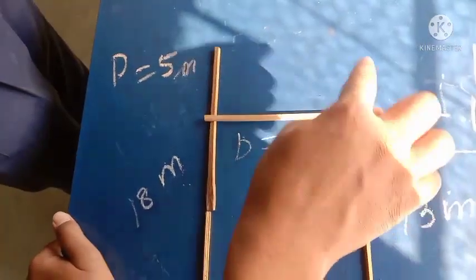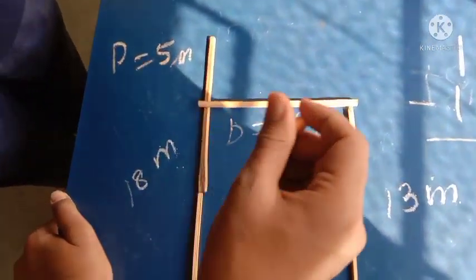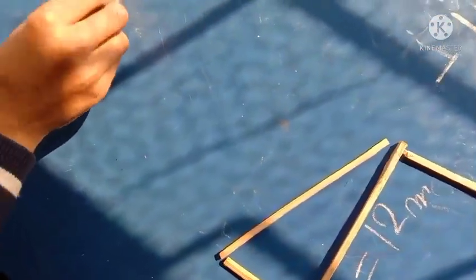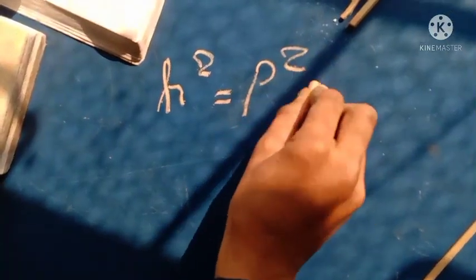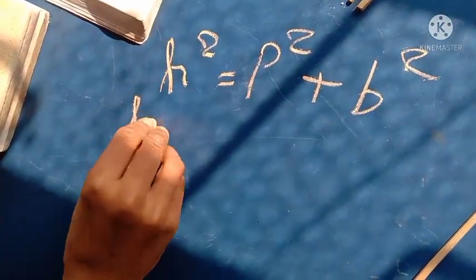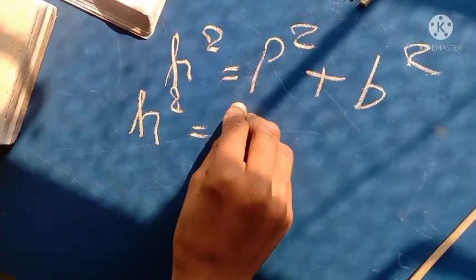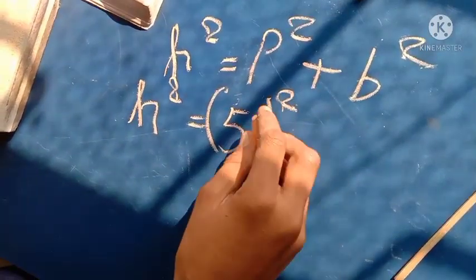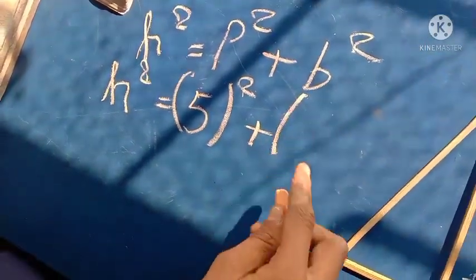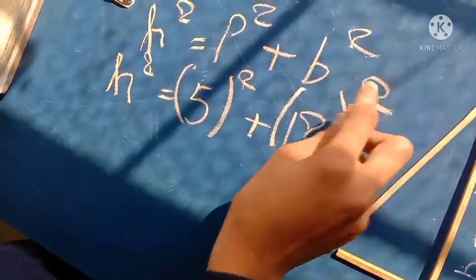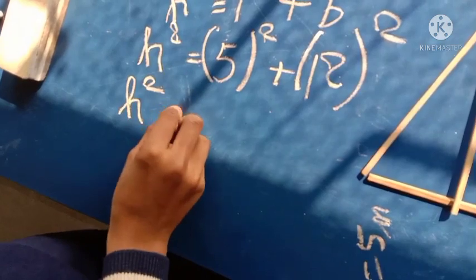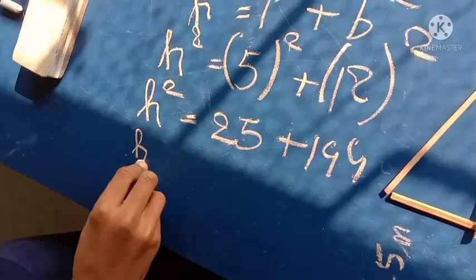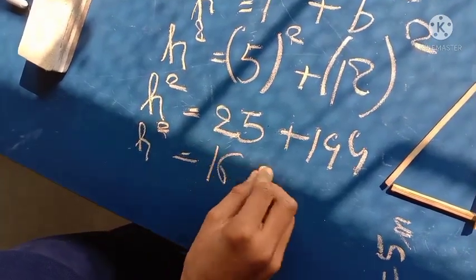So here we have to calculate the hypotenuse. The hypotenuse formula is hypotenuse square equals perpendicular square plus base square. Hypotenuse square equals, as it is given, 5 is the perpendicular, so 5 square plus base 12 square. Hypotenuse square equals 25 plus 144. Hypotenuse square equals 169.